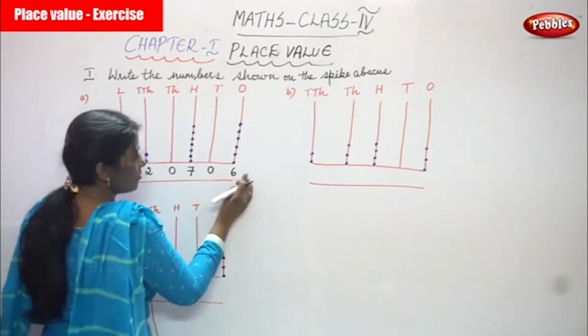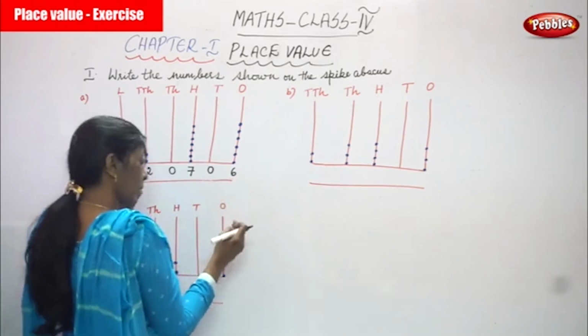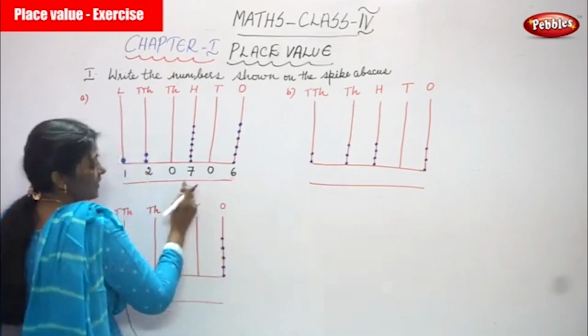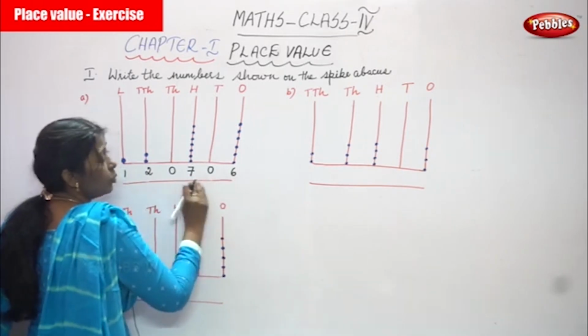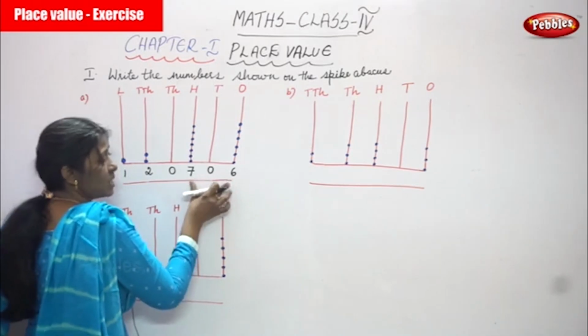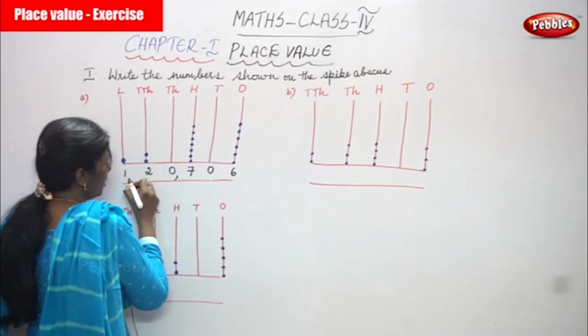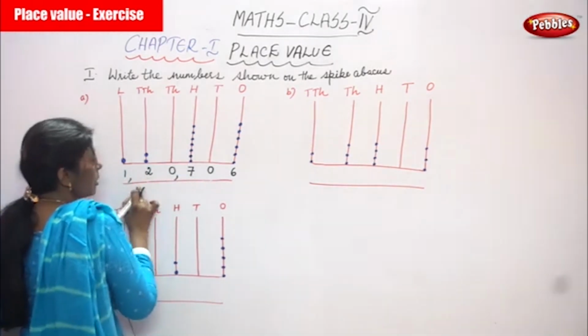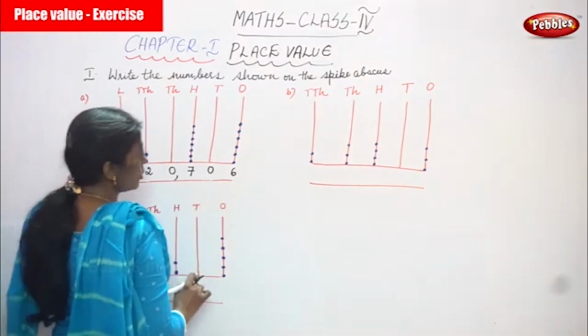I've told you already, from the right you have to look at this number. From the right, you omit the 3 digits, that is once period, you just leave it, and after that you start putting the comma. So what is the number? 1,20,706. This is the number you have to read.